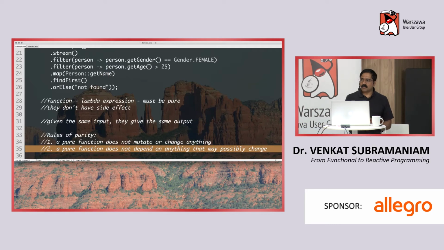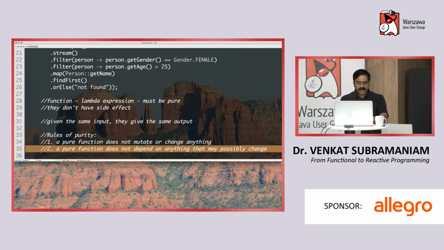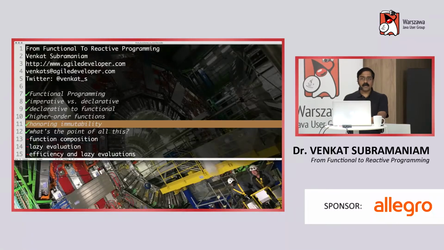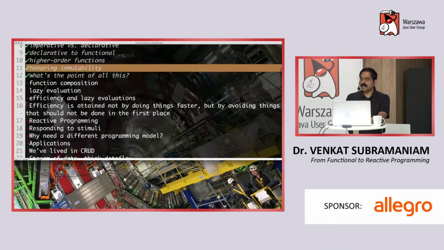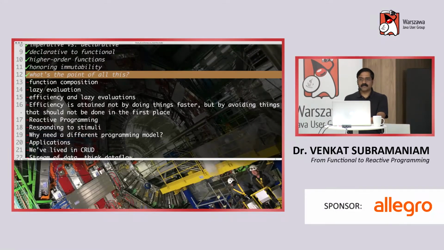Now the question is, why shouldn't a function depend on something that may possibly change? Why shouldn't it depend on it? This is where the concern of impurity comes in, immutability comes in. Why should we really care about it? What's the point of doing all of these? What is the reason for aiming for that?